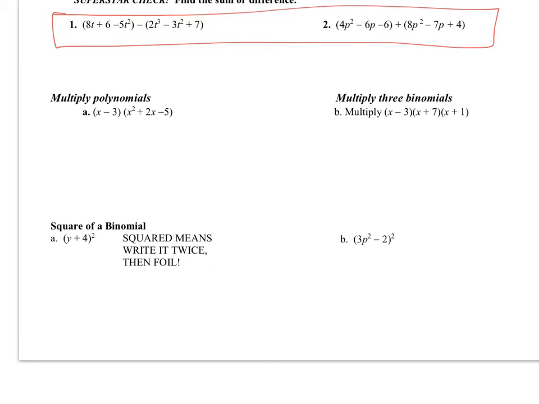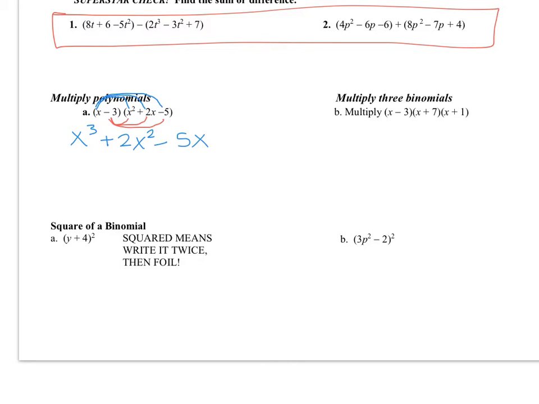All right, let's multiply polynomials. This is, again, just kind of a refresher of Algebra 1. So we're going to distribute. I'm going to take the x times all three of these terms, and then I'm going to go back and take the negative 3 times each of the terms. So I'm going to take x times x squared to get x cubed, x times 2x to get positive 2x squared, and x times negative 5 to get negative 5x.